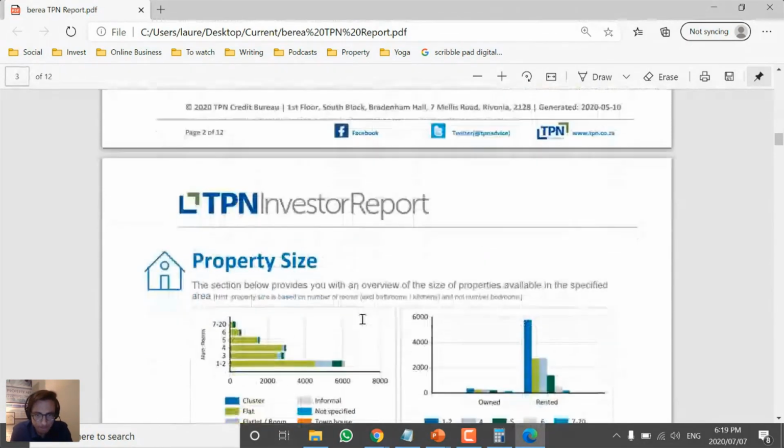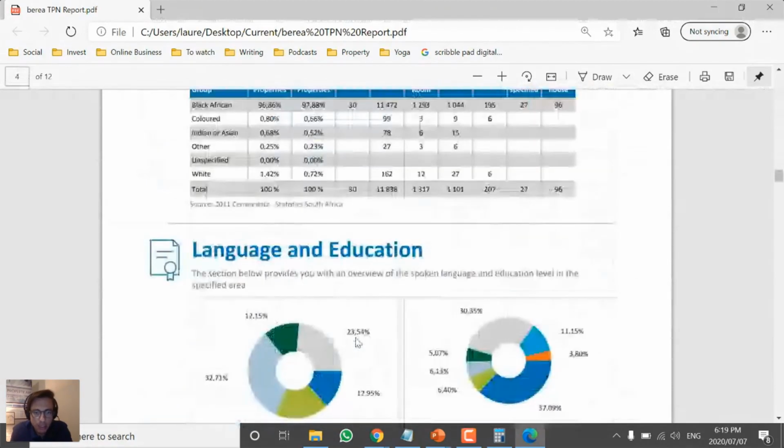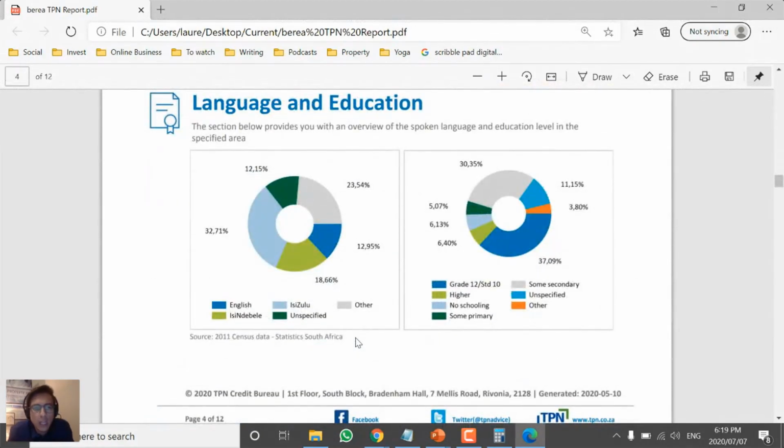If we continue down here, there's some information about property size and household size. You'll see your population group. This one's quite important for me. You want to see your education levels. So here you've got your grade 12/standard 10. You've got your percentage of people that studied higher, and then you've got some secondary. Now those three colors, the blue, the green or the lime, and then the gray are probably the three most important ones because those are people who have at least the ability to be employed, right? Someone who's got no schooling or some primary schooling, they might not be able to get employed, but anybody above that sort of secondary should get employed.